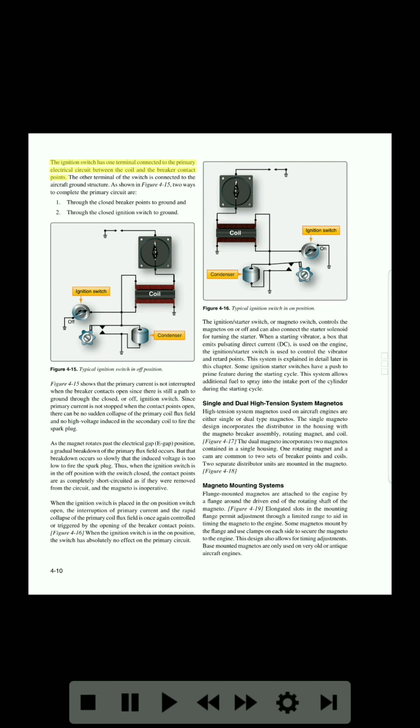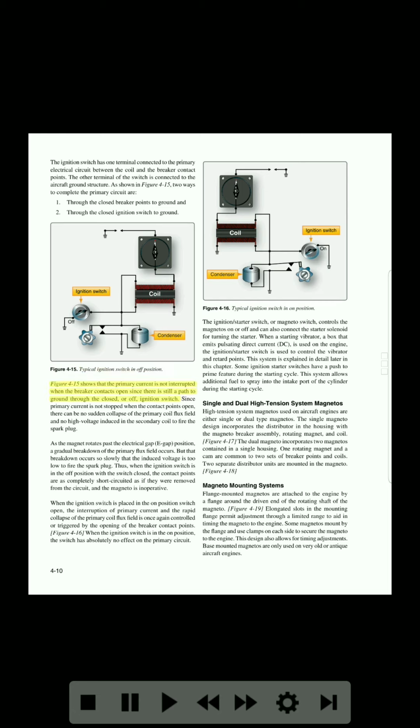The ignition switch has one terminal connected to the primary electrical circuit between the coil and the breaker contact points. The other terminal of the switch is connected to the aircraft ground structure. As shown in Figure 4-15, two ways to complete the primary circuit are: 1. Through the closed breaker points to ground, and 2. Through the closed ignition switch to ground. Ignition switch. Coil. Off. Condenser. Figure 4-15. Typical ignition switching off position.